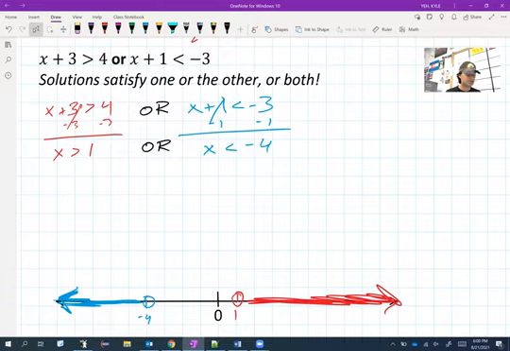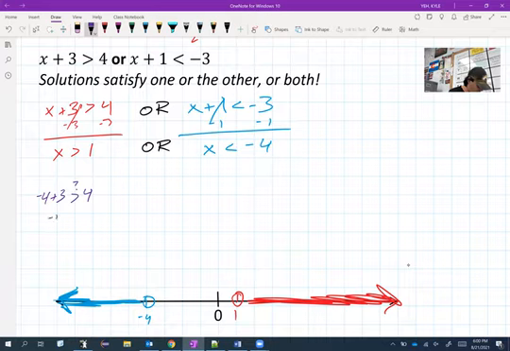So let's try some things that shouldn't work and should work. I think I'm going to try -4, and I'm going to just demo how to do this by hand. If I plug in -4, -4 plus 3, is that greater than 4? So that'd be -1, is that greater than 4? And no, -1 is not greater than 4. But remember, we only have to satisfy one of the two parts of this compound inequality.